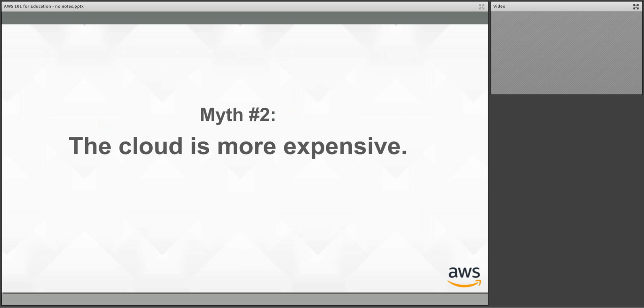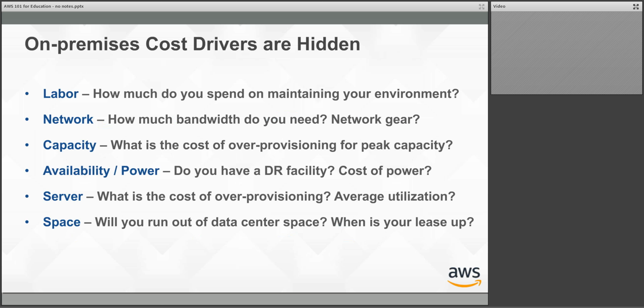Myth number 2, the cloud is more expensive. Some of the on-premise cost drivers are hidden. When customers start looking at using AWS, there's a total cost of ownership that people look at. The first one that is commonly overlooked is labor. How much are you spending to maintain your environment? A lot of services within AWS help maintain those environments, so that labor workforce number can now shift to other core missions that you're doing.